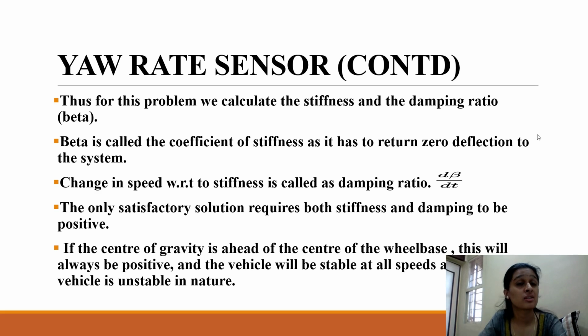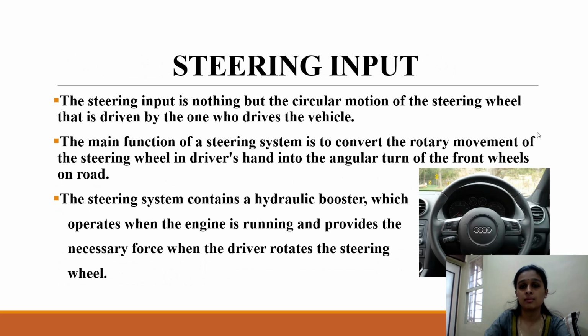Therefore, the yaw rate sensor will not work here. Therefore, for every stability purpose, a yaw rate sensor is required. The next input is the steering input. Now the steering input is nothing but a circular wheel that is in the driver's hand, which we know is used to rotate the position of the vehicle to somewhere towards right, left, ahead, or backward.